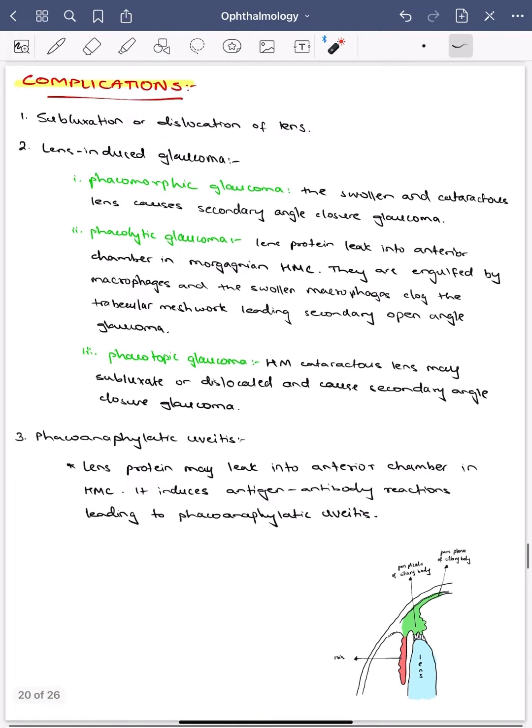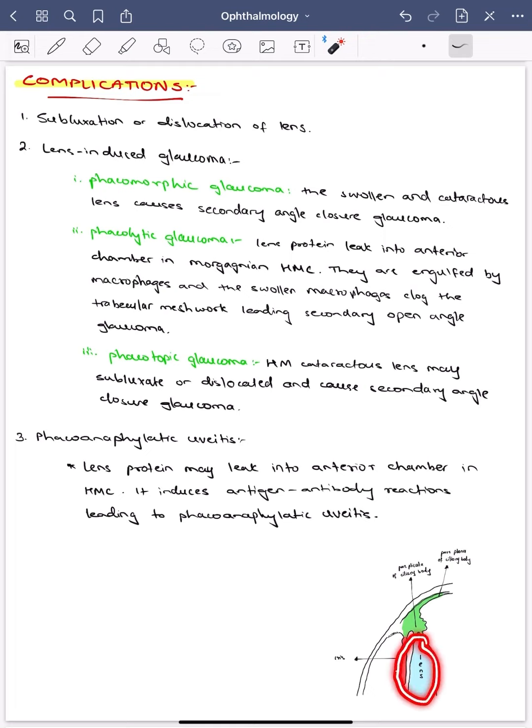Now lens-induced glaucoma is again of three types. We have phacomorphic, phacolytic, and phacotopic glaucoma. Now phacomorphic glaucoma: the swollen and cataractous lens can cause secondary angle closure glaucoma. So this is the normal lens, it's swollen, and this leads to the secondary angle closure glaucoma.